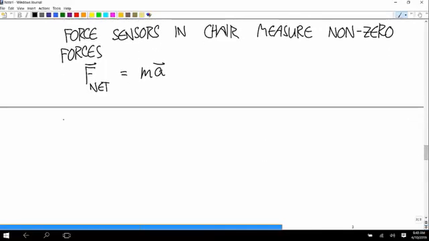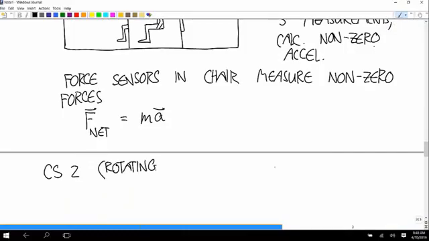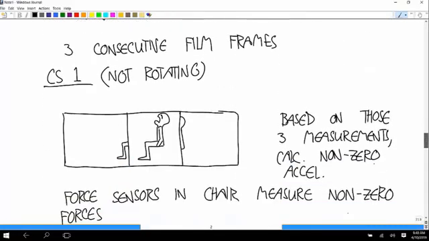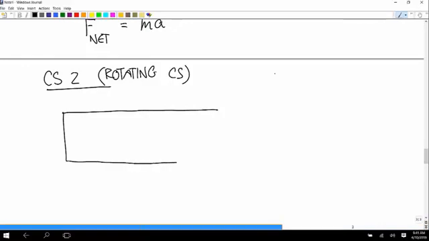In coordinate system 2, this is the rotating coordinate system. We'll do the same thing. Think about these 3 adjacent film frames. At the first instant, what does the camera see? Yeah, right. That's the key thing, is that the camera is aimed at the passenger. Oh, that guy has some kind of bad genetic disorder.